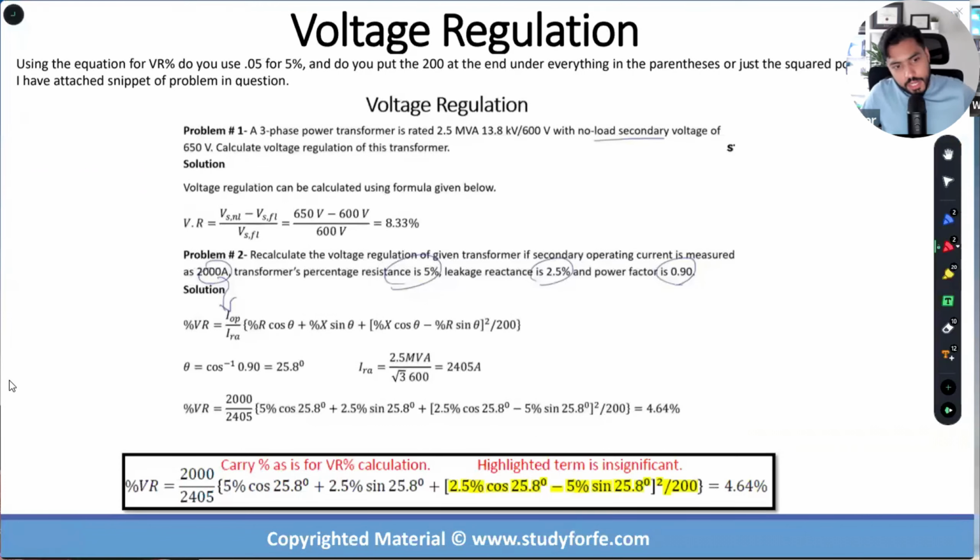Voltage regulation, again, as I mentioned, these are interrelated topics: voltage regulation, voltage drop, power factor. I thought I clearly answered this question. Maybe the student didn't get a chance because I uploaded the live training recordings a little bit late. Maybe that's the reason.